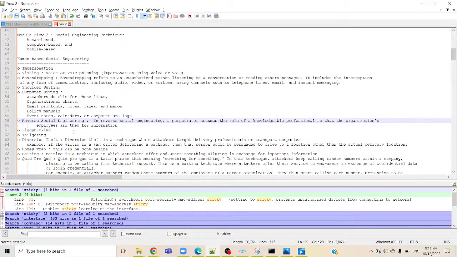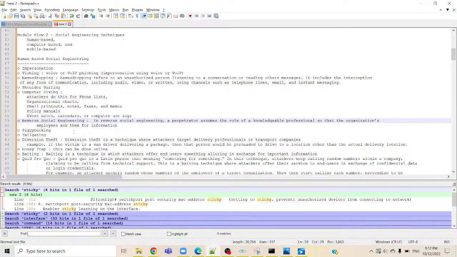Piggybacking, this is also quite obvious. The attacker goes with a known person. The person believes the attacker and takes him inside the company, something like that. Tailgating, here the attacker follows some other genuine person, but the genuine person will not be aware of this. Whereas in piggybacking, he will be aware, but he will not know that the attacker has a malicious intention.